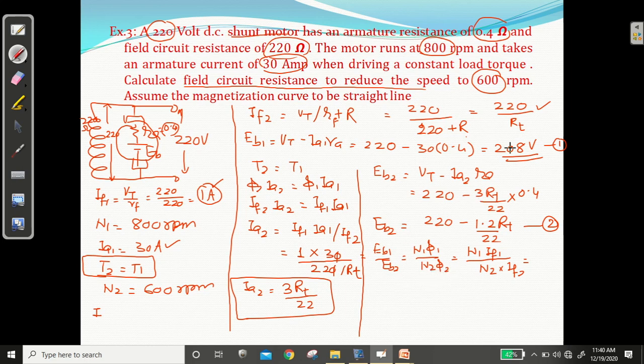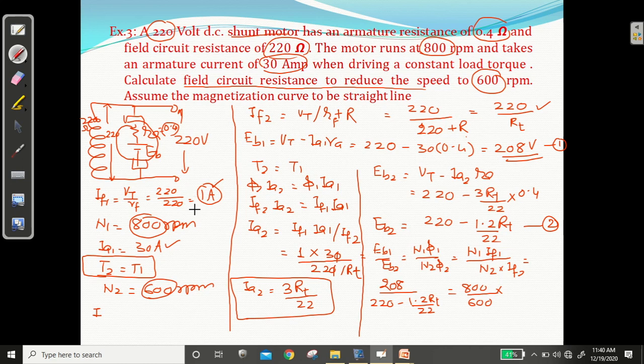EB1 कितना है? EB1 is what? EB1 we got it 208. EB2 we got it this 220 minus 1.2 RT upon 22 equal to N1. We have N1 is given 800 RPM. N2 is given also. Yes, N2 is दिया है. Yes, I have given N2 is 600 RPM.